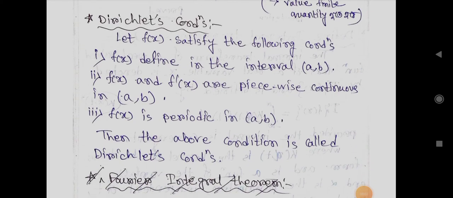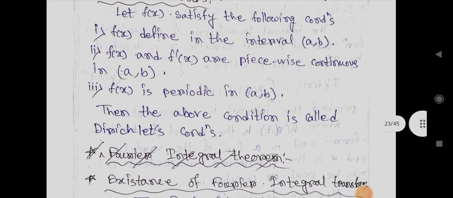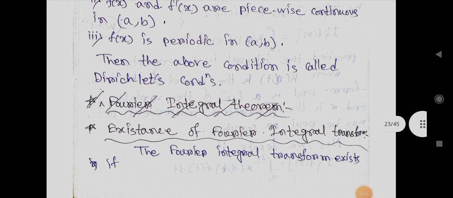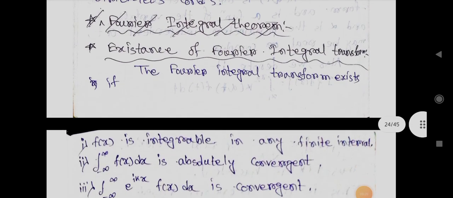Dirichlet condition. Let f(x) satisfy the following conditions: f(x) is defined in the open interval (a, b); f(x) and f'(x) are piecewise continuous in the open interval (a, b); f(x) is periodic in the open interval (a, b). Then the above conditions are called Dirichlet conditions.